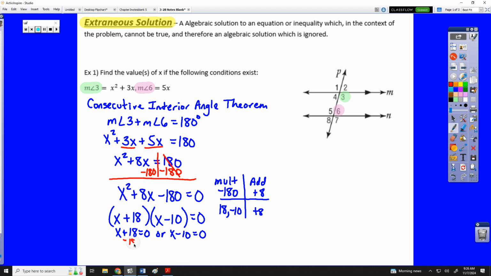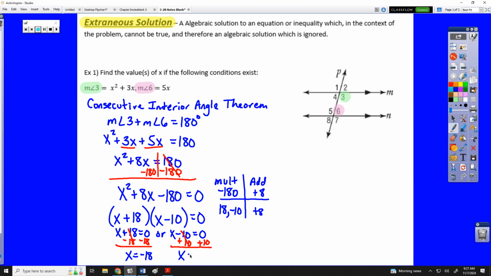We solve each of these expressions. They're both one-step equations and very easy to solve, which gives us two possible solutions under algebra. X equals negative 18 and x equals positive 10.